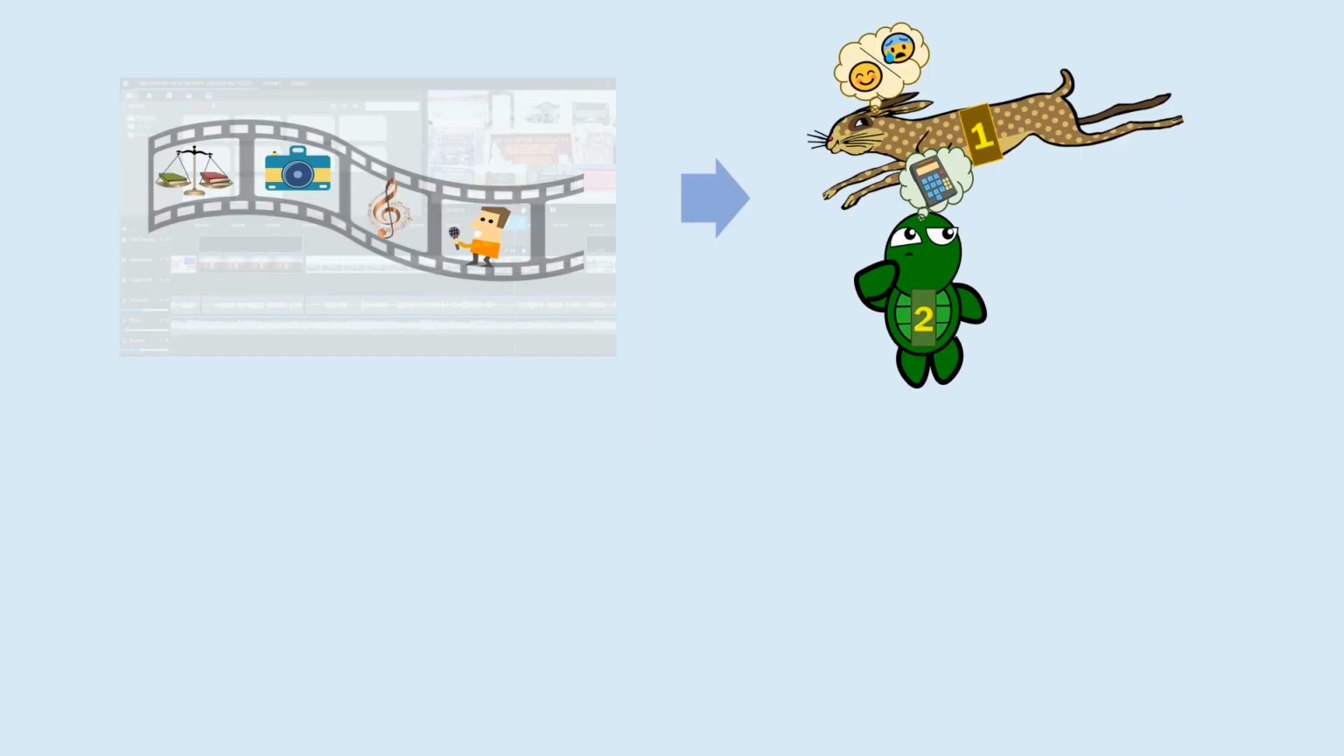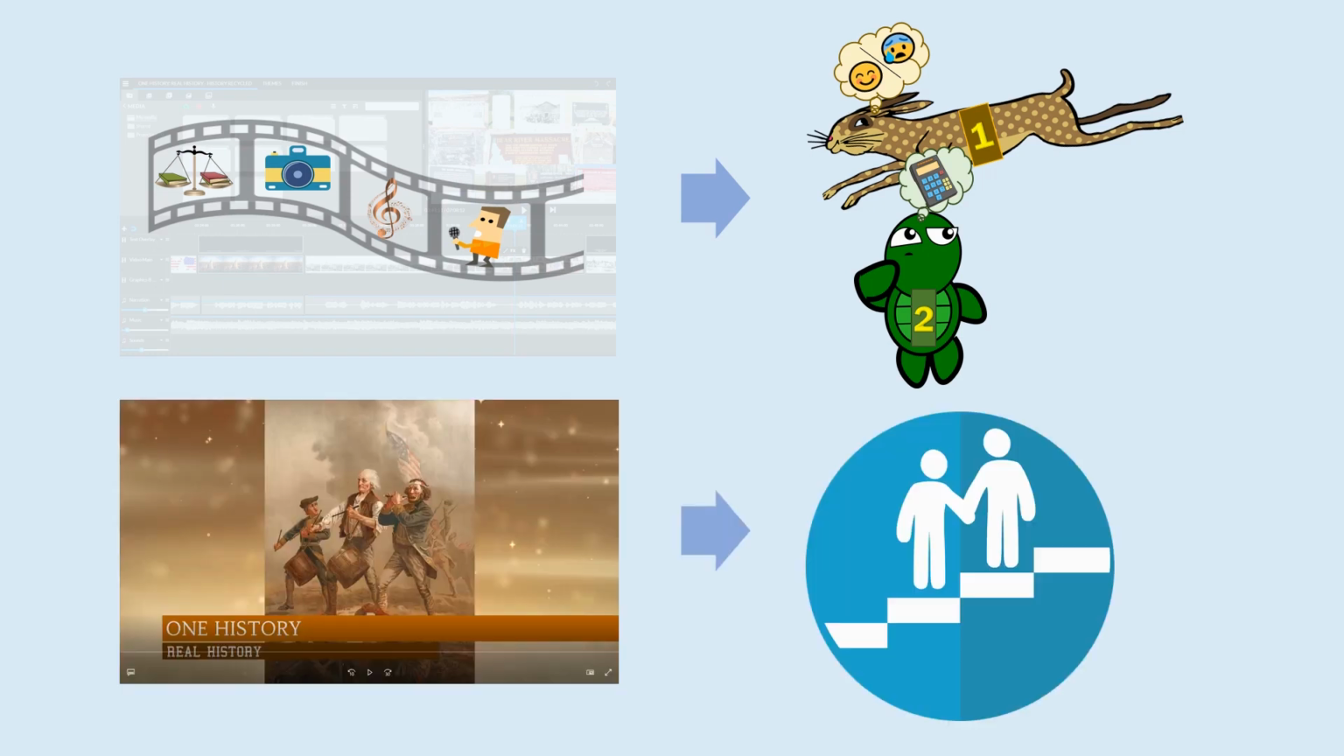The elements of digital storytelling work together to impact both systems of decision-making. Educational digital stories can teach a balanced version of history that inspires pro-social behavior.